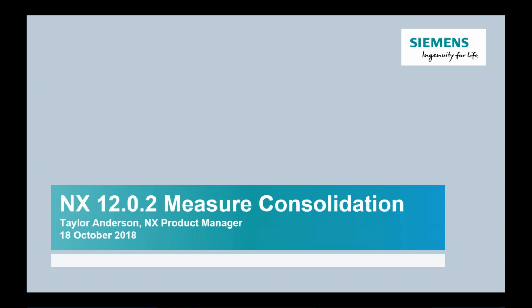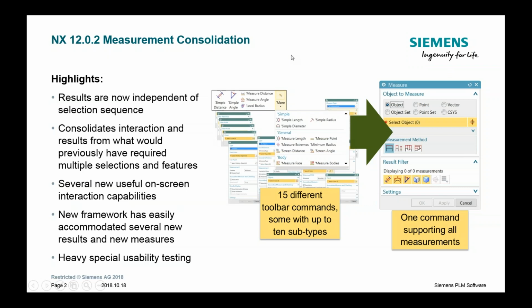If you're familiar with the measurement commands in NX, historically we have had individual measurement commands for things like measuring distance, angles, radii, or body properties. We've had a large number of those sitting on a toolbar for some time. As we looked at that, we thought there were some things we could do differently. As it shows here in the center, we've had roughly 15 different commands on the toolbar.